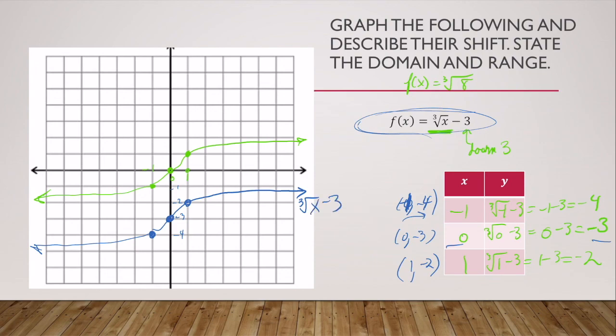This graph was shifted down 3. So if you know what the original function looked like, that cube root of x shifted down 3, you didn't necessarily have to solve for the 3 ordered pairs. You could have just shifted every point down 1, 2, 3 to find your new points.